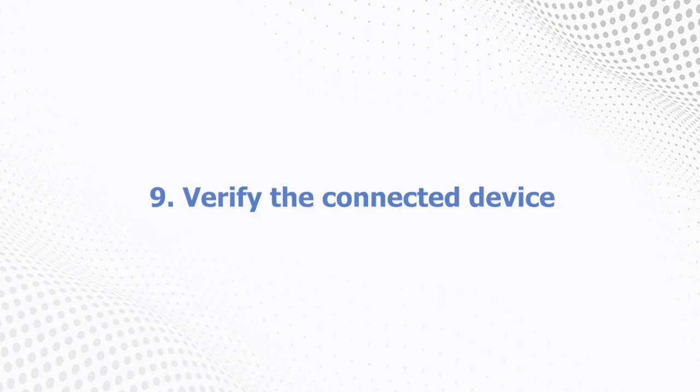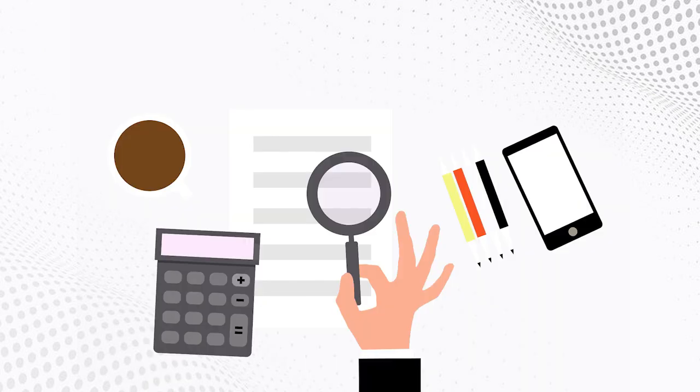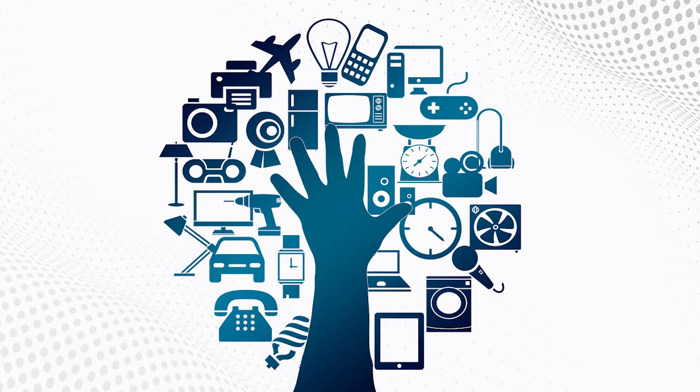9. Verify the connected devices. Always check the devices connected to your network and verify that you know what they are. If anything looks suspicious, disconnect it and change your Wi-Fi password. After you change your password, you must reconnect any previously connected devices, but any users or devices that don't have permission to use your network will not be able to reconnect.